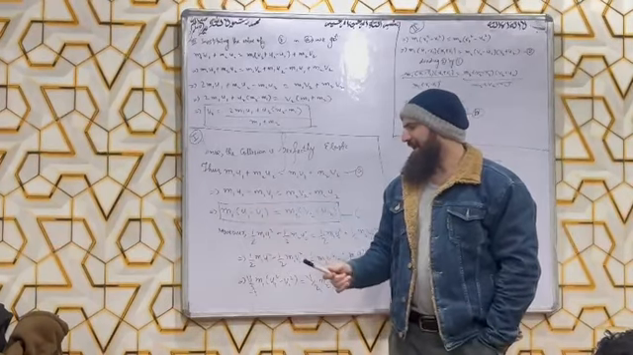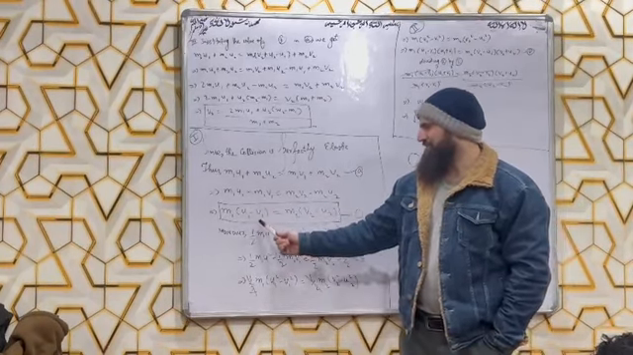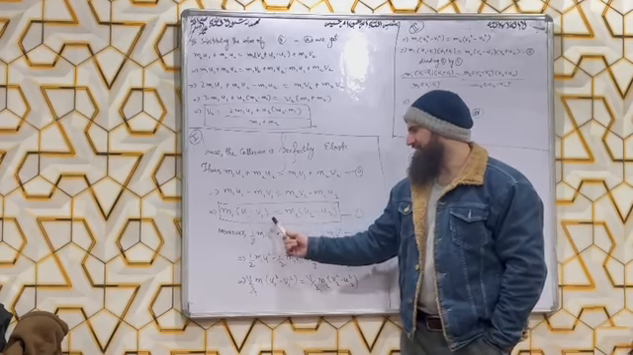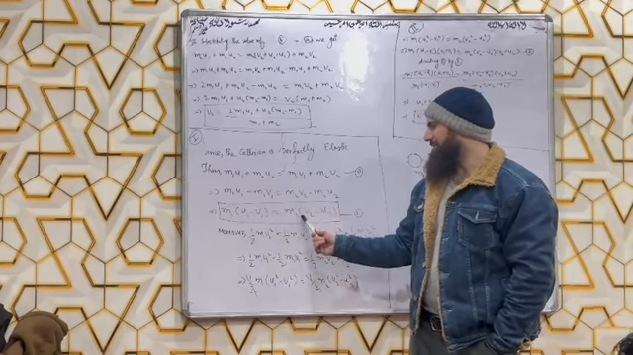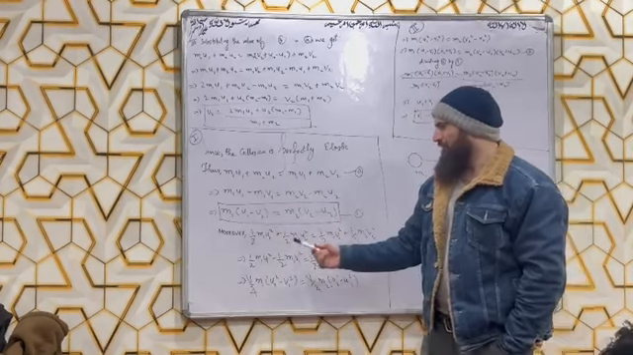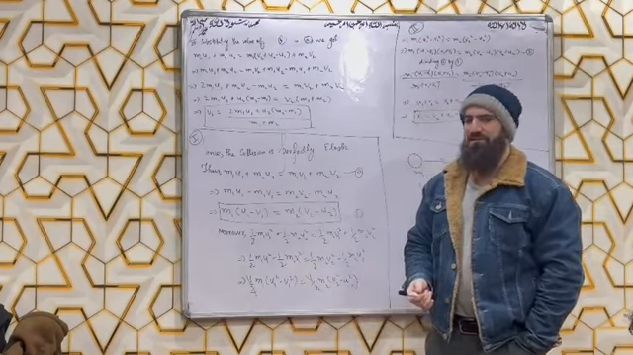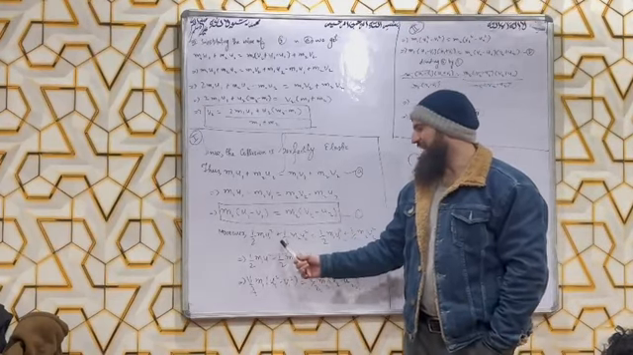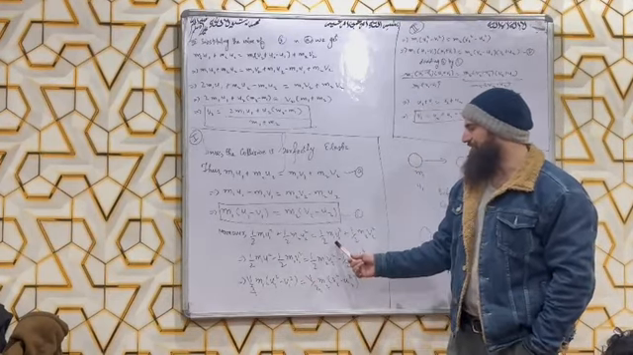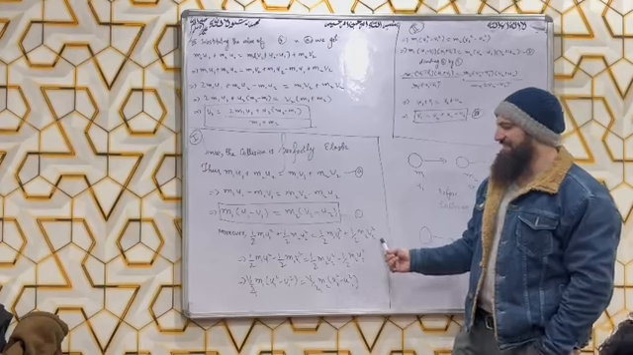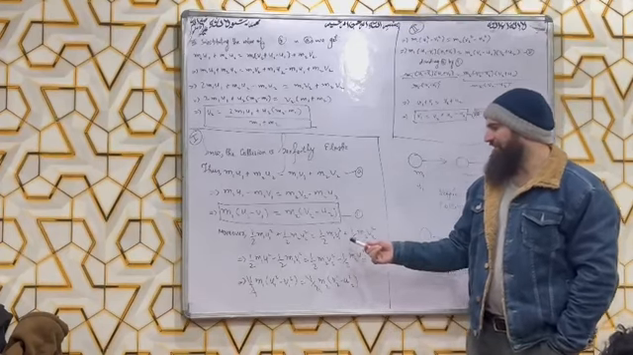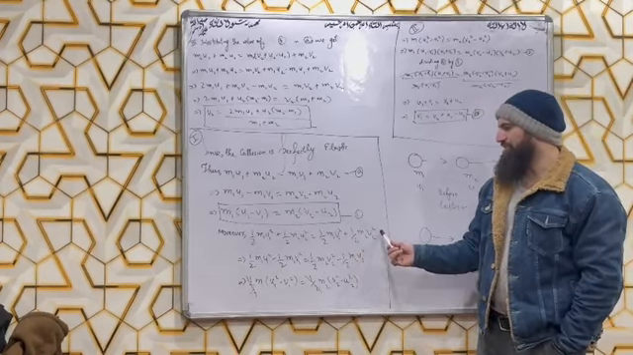Now taking m1 common, we will have m1 into u1 minus v1 is equal to, taking m2 common, m2 into v2 minus u2. Moreover, since the kinetic energy of the system is conserved, we can say half m1 u1 square plus half m2 u2 square is equal to the kinetic energy after the collision, that's half m1 v1 square plus half m2 v2 square.